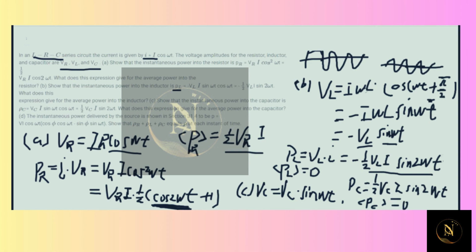Okay. And for part D, the instantaneous power delivered by the source is shown in section 31.4 to be P equal to this. Show that this equals PR plus PL plus PC at each instantaneous time. So this is very straightforward. You just need to sum all of them together. You just need to add this term, this term, and this term.